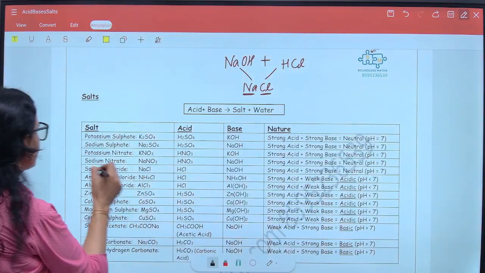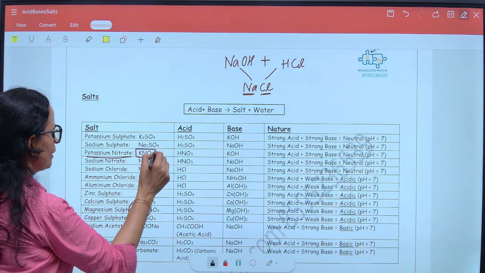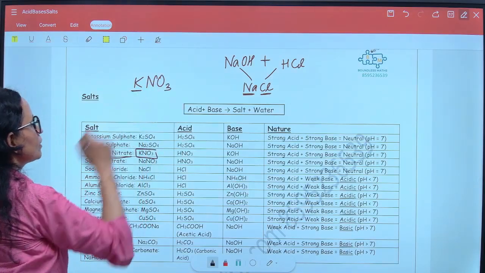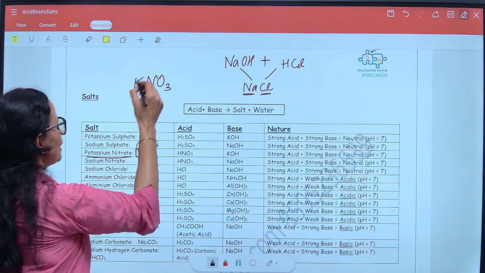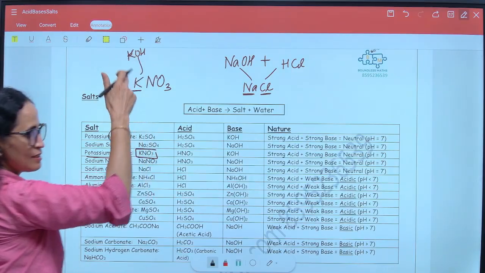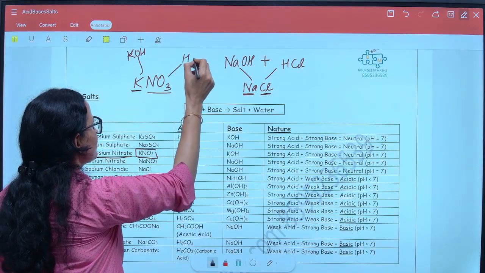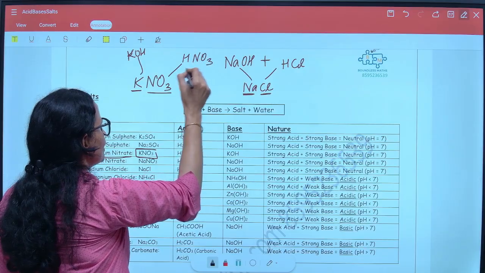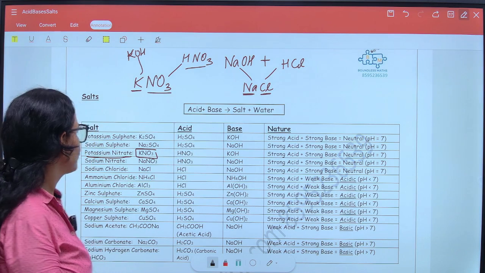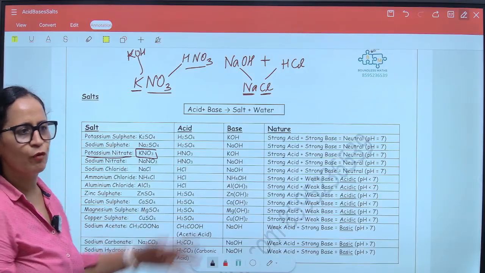Let's take an example of another salt, potassium nitrate. The formula is KNO3. With the cation, put the OH ion, so that becomes KOH. So the parent base is KOH. With the anion, use the H plus ion, so it becomes HNO3. This is the parent acid. In the exam you can get a question: identify the parent acid and base for the given salt.